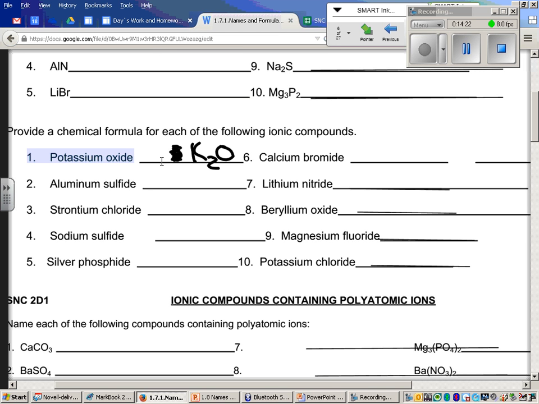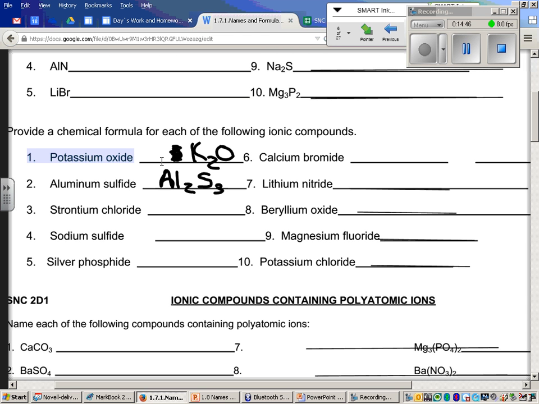Okay, number 2, aluminum sulfide. Yeah, Mackenzie? Oh, wait. That's all right. Al2S3. We got to cross over the aluminum's charge. Don't forget the second part of it. Yeah, I think. All right.